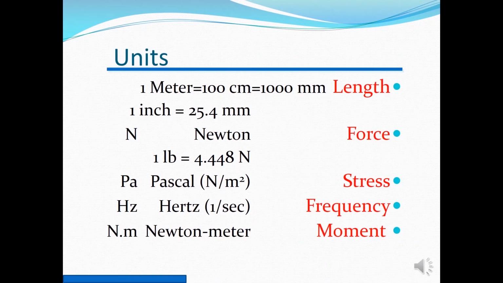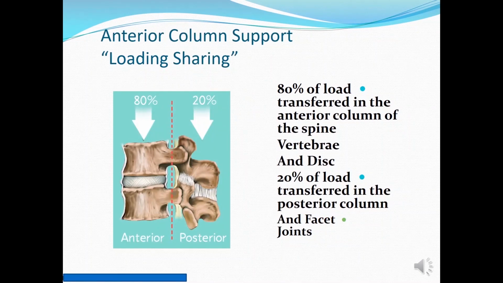These terms we should know. What is the length and how do we measure it? What is the force, the stress, frequency, and the moment? Why is the spinal column load sharing, not load bearing? Because the anterior column shares 80% of the weight applied to it, while the posterior column shares about 20% of the loads applied to it.